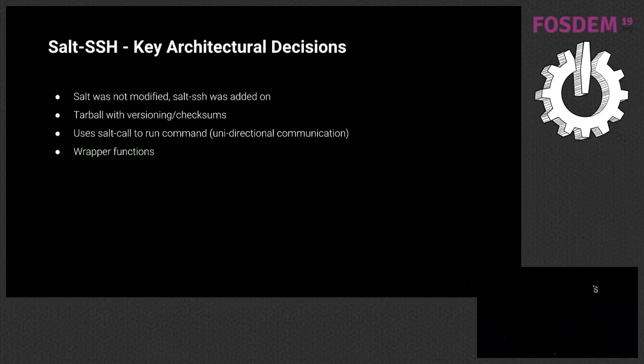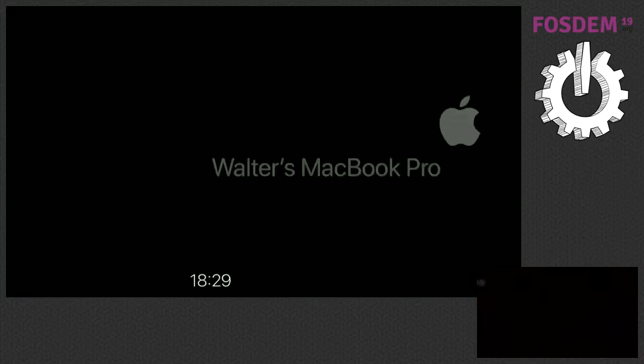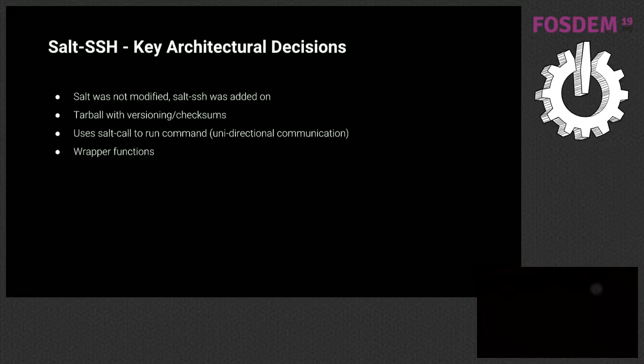As shown before, we use that salt-call. So salt-call --local, that's what provides us with the unidirectional communication. And we won't need to call back out to the master while the minion is running. It's able to run everything it needs right there. It has all the information it needs. And then we use these wrapper functions where we're trying to provide the same capabilities that Salt has, but add it to Salt SSH.